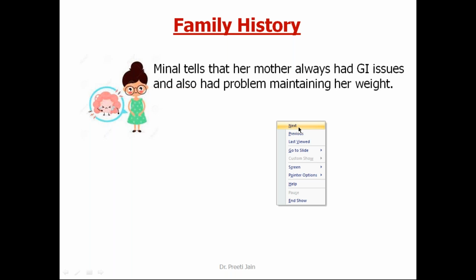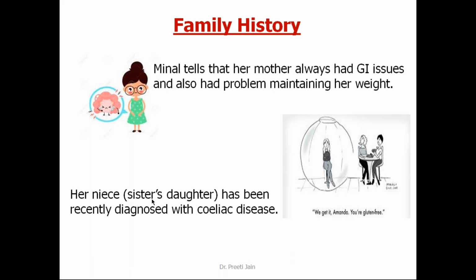And she also says that her niece, that is her sister's daughter, has been recently diagnosed with celiac disease, right? So now you can see that she herself has given the diagnosis. You don't have to think much about it. Her mother also had GI problems, her mother also had problems maintaining her weight, and her niece, her sister's daughter, has been diagnosed with celiac disease.